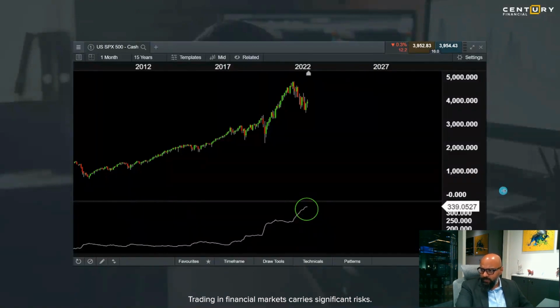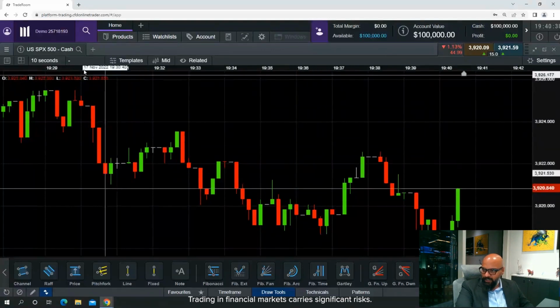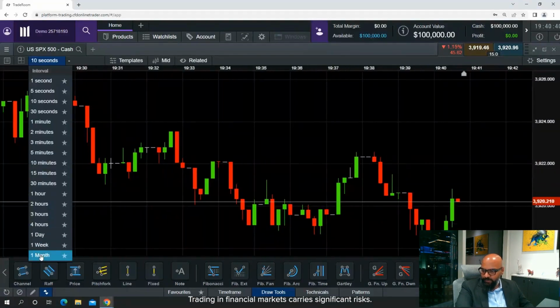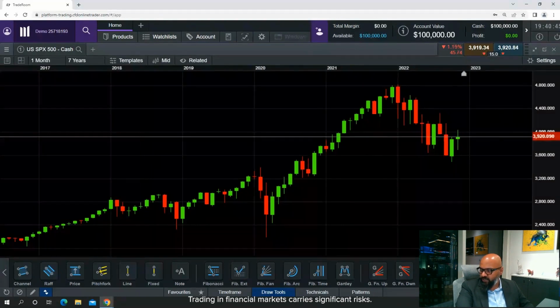Now, let me show you. I think in terms of the presentation, that's about it. Let's go to the practicality of it. I'm opening SPX here. Now, this is the live price. SPX is trading at 3,920.